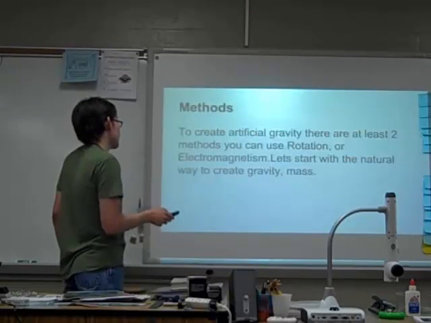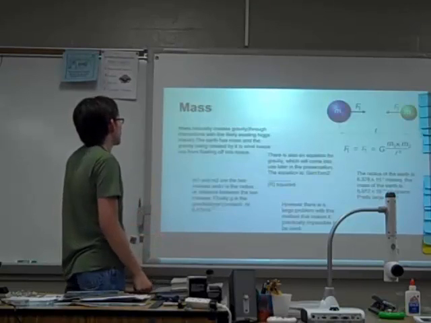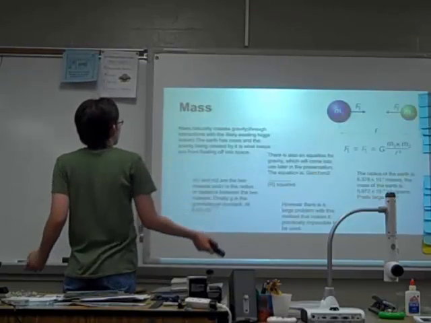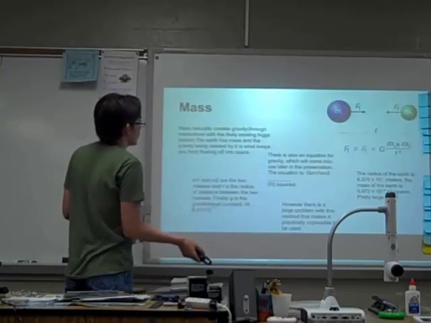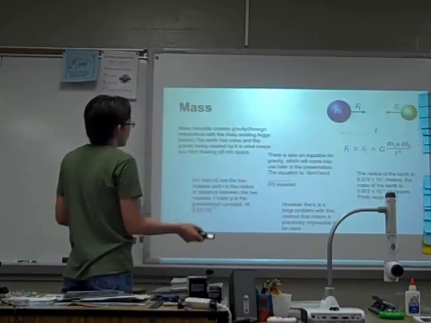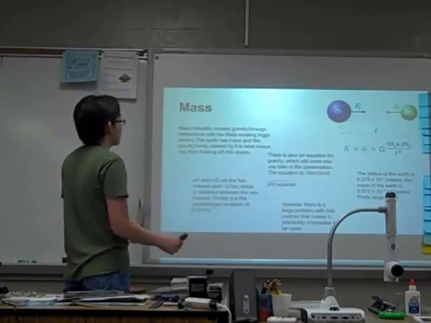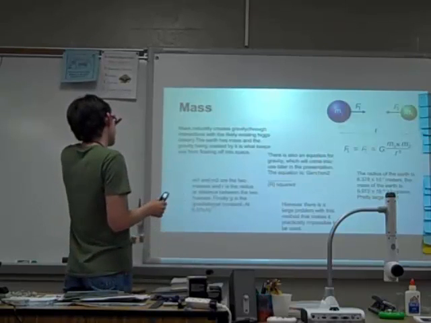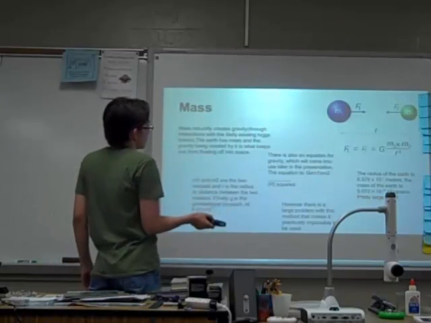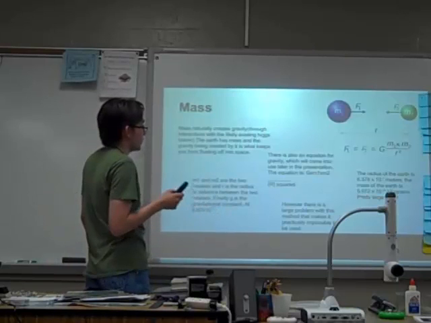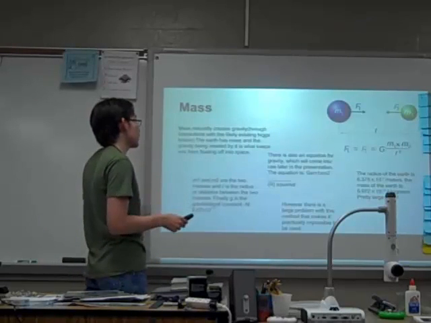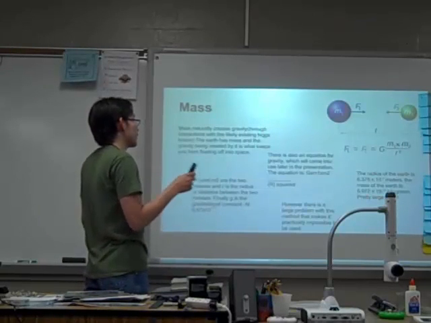Let's start with the natural way to create gravity: mass. Mass naturally creates gravity through interactions with the entities it moves on. The Earth's mass and the gravity created by it is what keeps you from floating off into space. There's also an equation for gravity which we'll use later in this presentation. The equation is G times m1 times m2 over r squared.